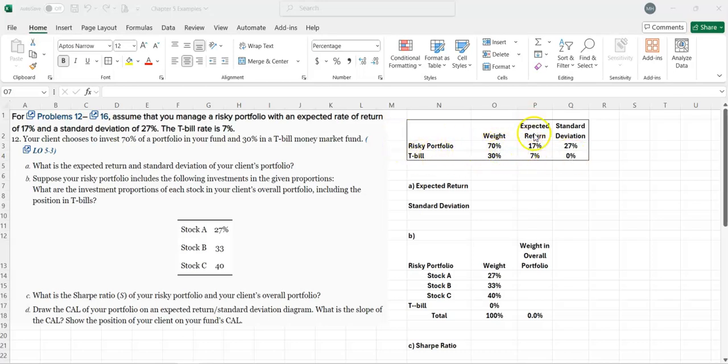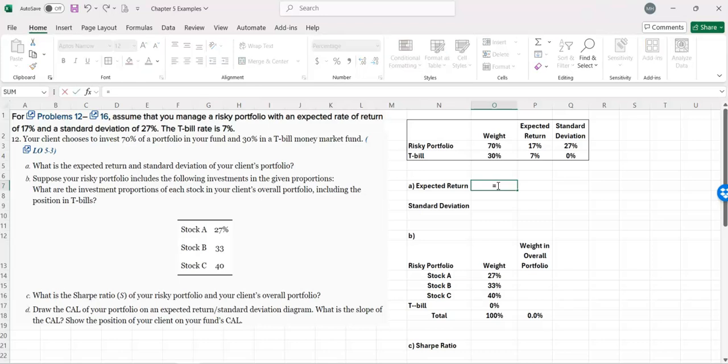So we got the weights and we got the expected returns and standard deviation. Since the T-bill is risk-free, that standard deviation is 0. So first part A is the expected return and standard deviation of your client's portfolio. We take the 70%, multiply it by the 17%, and then the 30% times the 7% comes out to 14%. So just to type the formula, that'd be 0.7 times 17 plus 0.3 times 7.